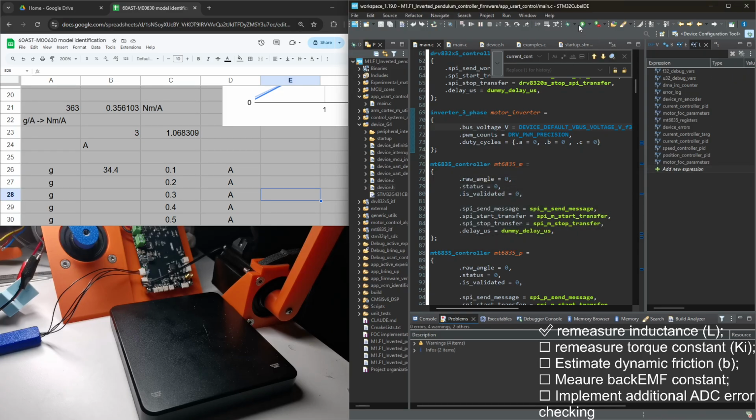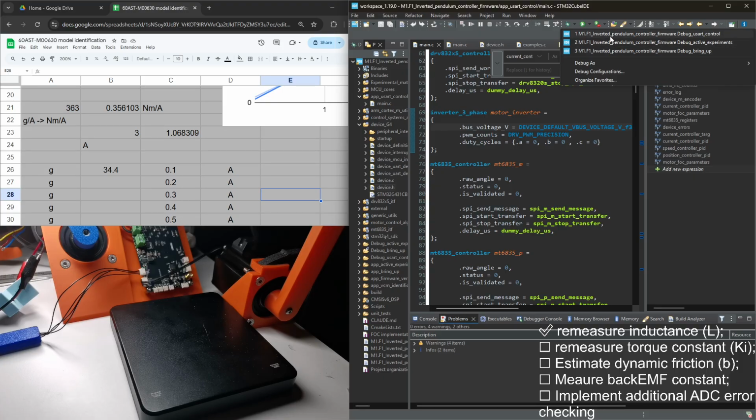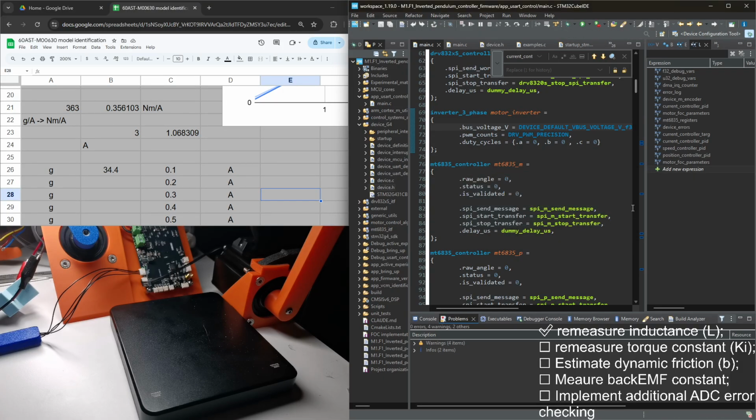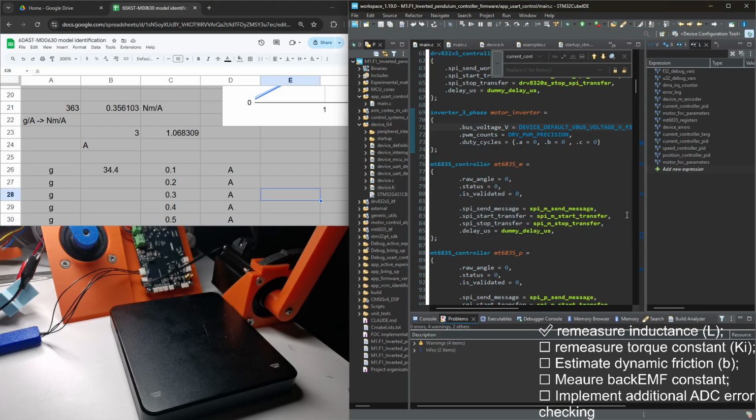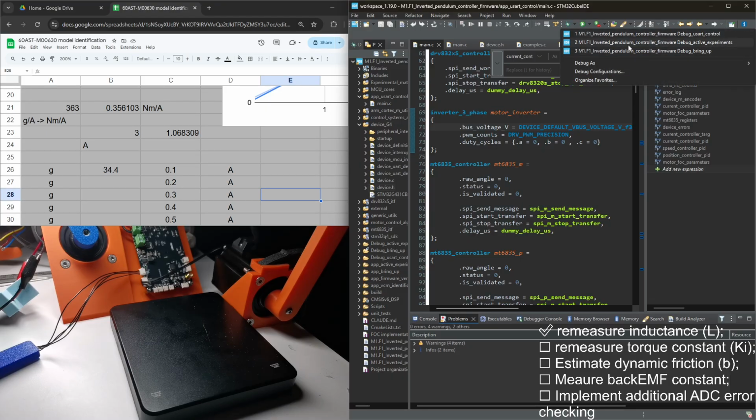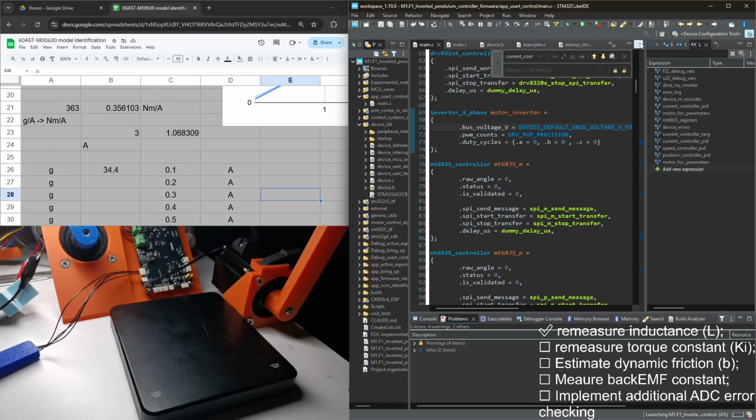Okay, something will be broken now, I believe. Oh crap. Crap. Everything is broken. Holy cow. Okay. I forgot to attach the debugger. Of course I did. Active experiment. Start control. Okay.